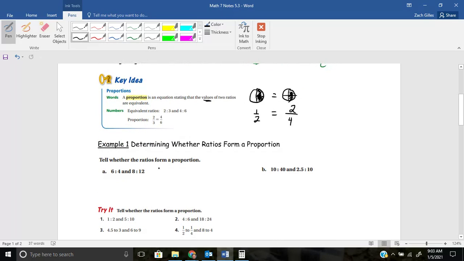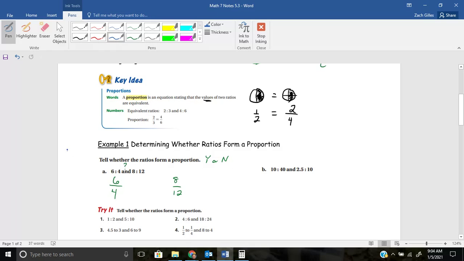Example 1, determine whether ratios form a proportion, just what we did here. Letter A says 6 to 4, so my first number is my numerator, my second number is my denominator, and I'm trying to see, is that equivalent to 8 twelfths? When it says tell whether the ratios form a proportion, this is a yes or no question. Like I said before, you can use a calculator. I'm going to show you another way right now.